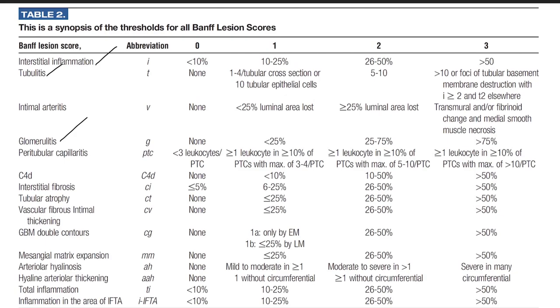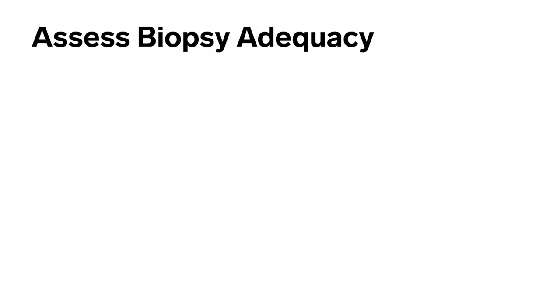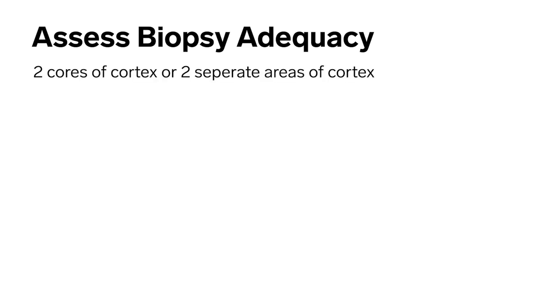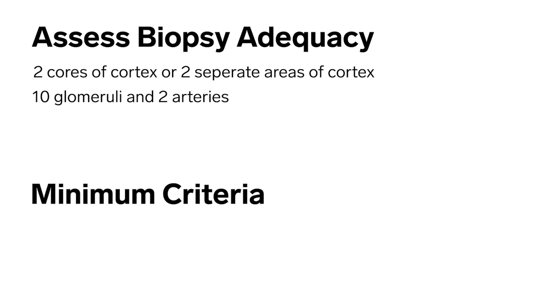Now, before we can actually assess for the evaluation of rejection, we need to first assess whether a biopsy is adequate for evaluation. Per Banff guidelines, a biopsy must have at least two cores of cortex or two separate areas of cortex within the same core, as well as at least 10 glomeruli and two arteries. Minimum criteria stipulates that we can have 7 glomeruli and one artery.